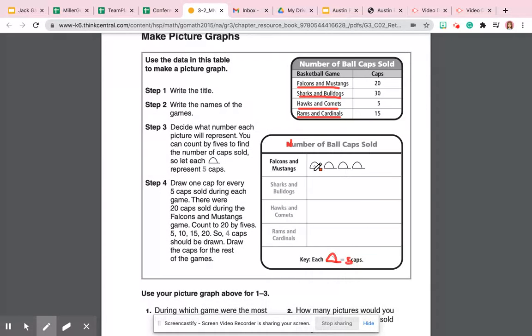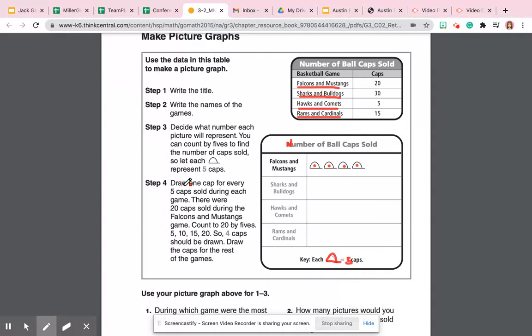Now, we know that we can count by 5s every time we count a cap. So for the Falcons and the Mustangs, we count 5, 10, 15, 20. Does that match the number of caps sold up here? Yep. So we double checked our work and we know that whoever did this to start was right.